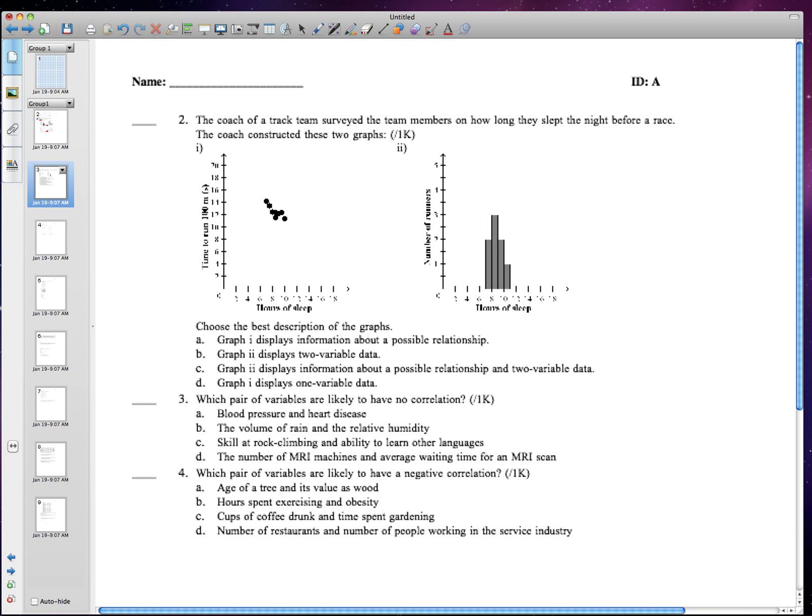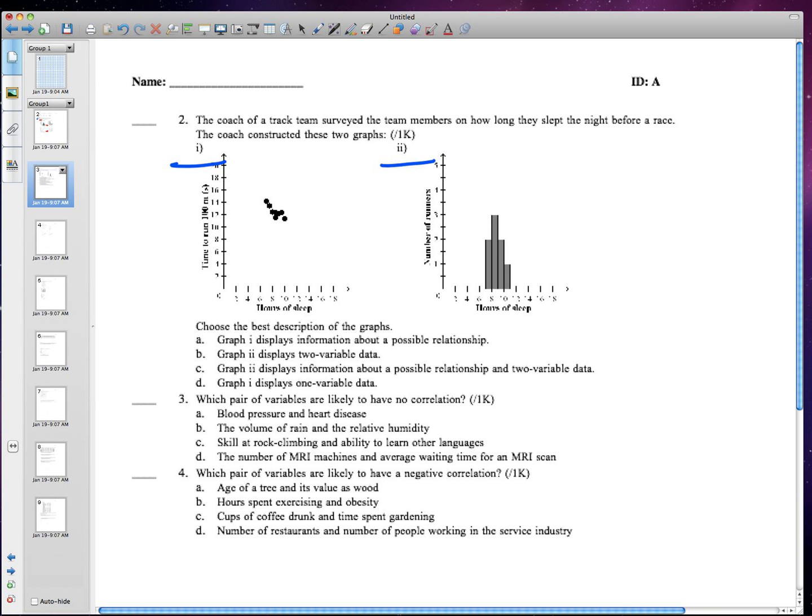Again, we're looking for a deduction. We've got to figure out which of these doesn't make sense. So question B says that this graph here is two variable data: the number of runners and the hours of sleep. Am I taking two different variables here? In either of these, am I taking two different variables? Are either of these graphs two variable data?